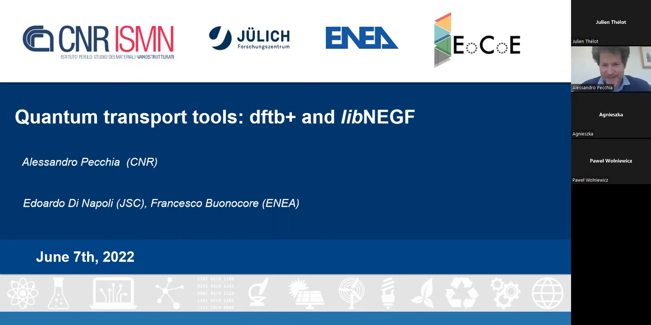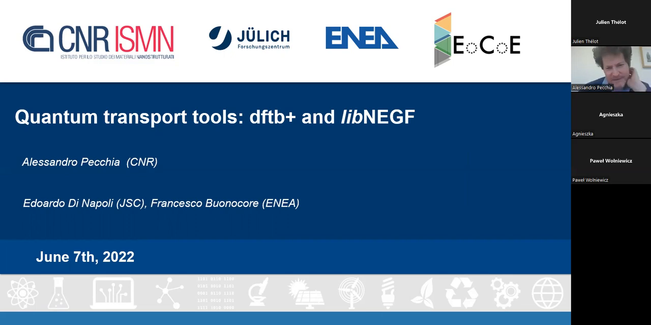As the name says, it's a library for non-equilibrium Green's function, and it therefore needs to be linked to some code. The most advanced code to which it is linked at the moment is this other code, the FTB plus. I will try to explain to you what it's all about, and we will try to do some practical calculations over the interface on the portal.